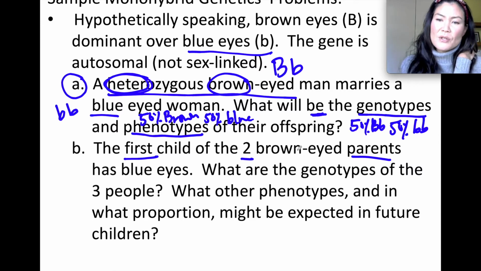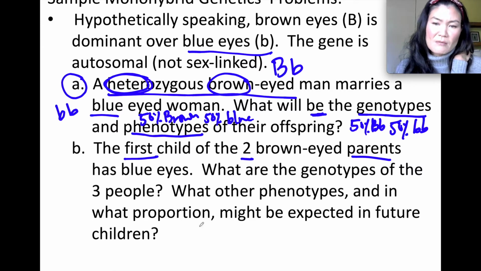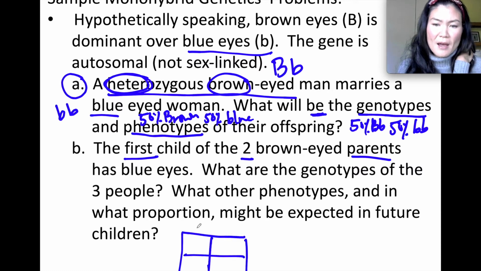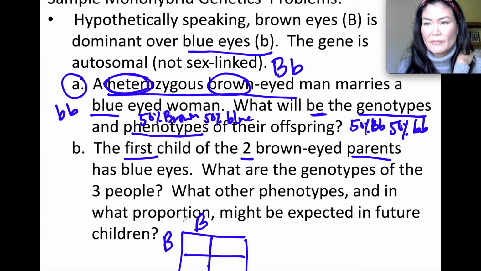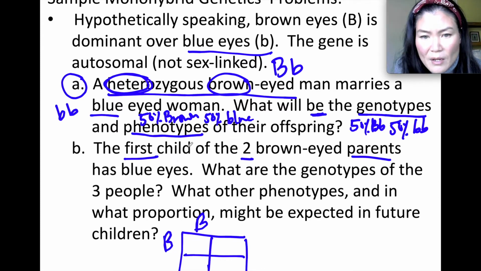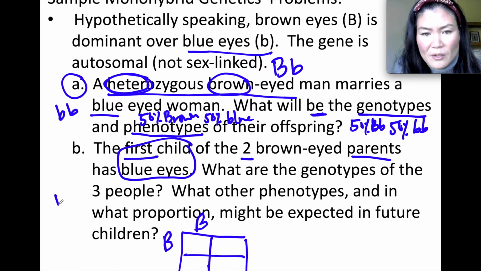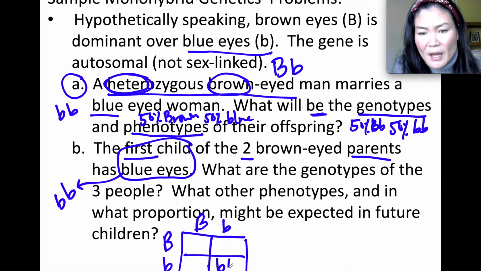So the two parents have brown eyes, so we know that they must have a big B, because big B is for brown. But then the first child has blue eyes. What must the child be? Little b. So how is that possible? The parents have to be heterozygous to have a blue-eyed child.